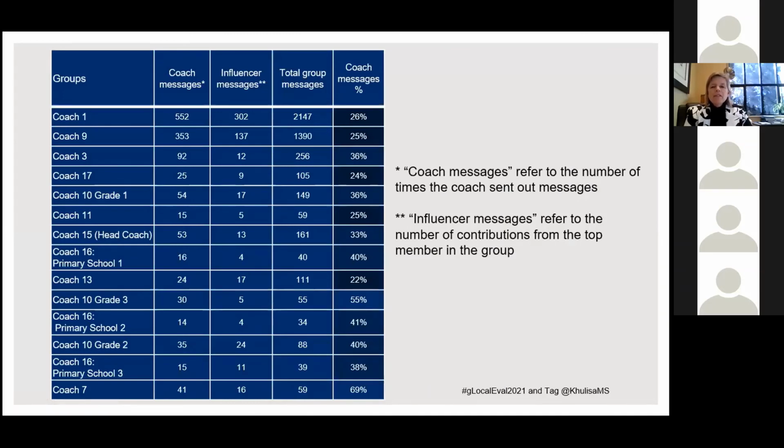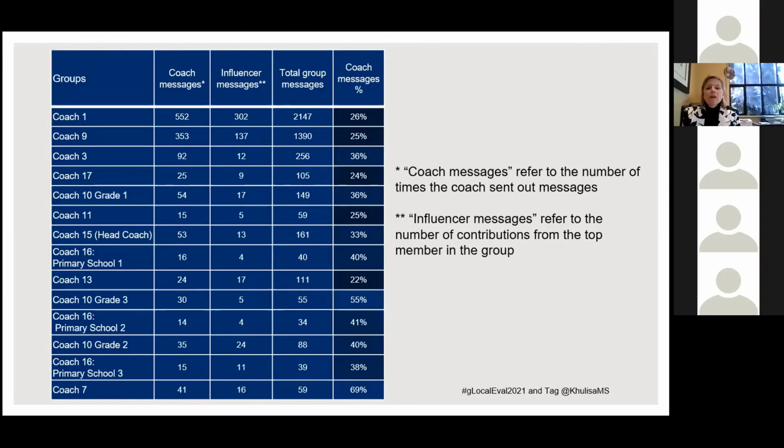So here you can see how many of the coach messages. In the third column is the total number of messages in that group. Once again, Coach 1 had 2,147, and that coach provided 26% of the messages, which is good, 552. And there was an influencer who came in who sent 302 messages.